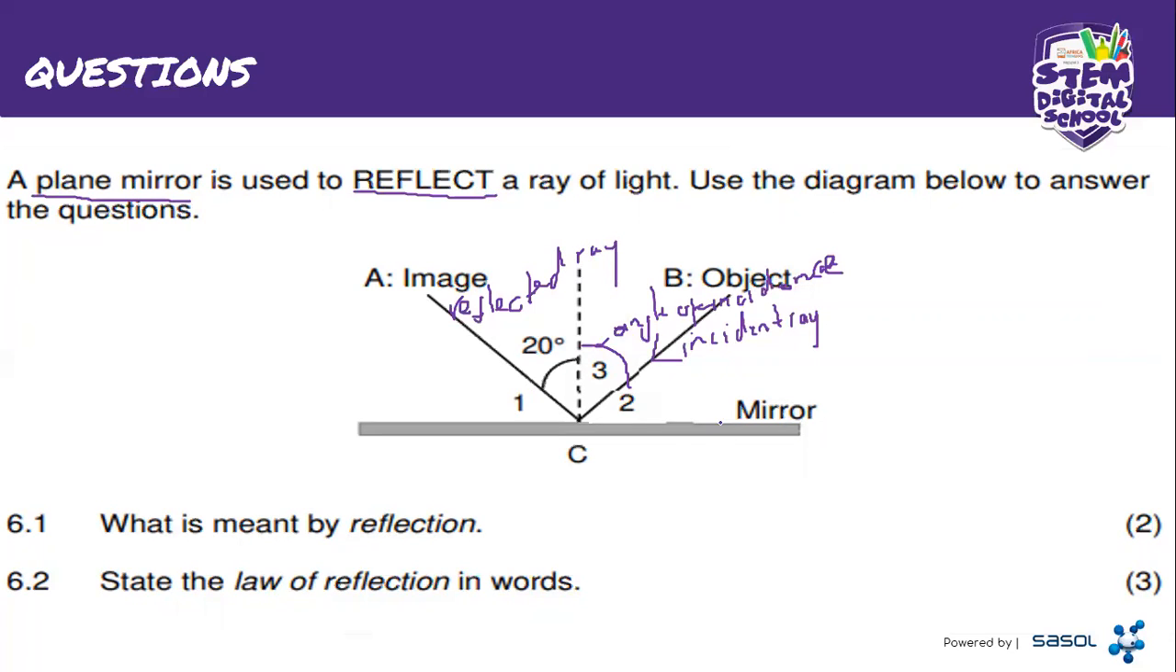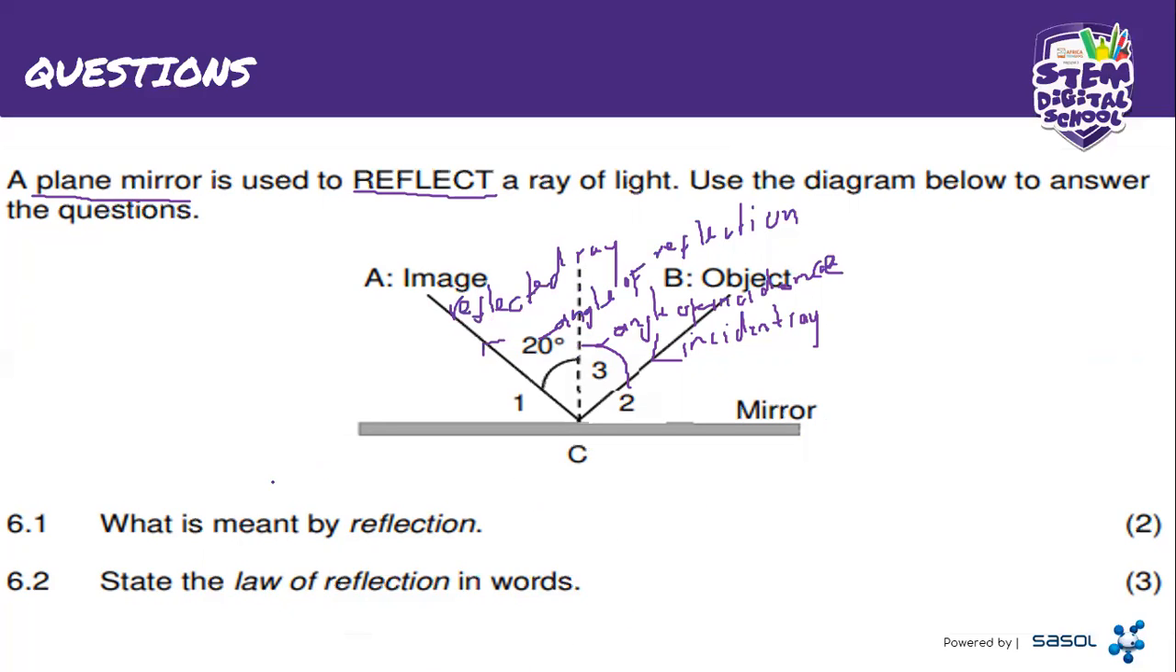And because we have reflection, if this was the original direction, then this is going to be the change in direction, which represents reflection. So 20 degrees represents what? The angle of reflection. How do I know that it represents the angle of reflection? Because it is the angle between the reflected ray as well as the normal. Good, and there we have a mirror.